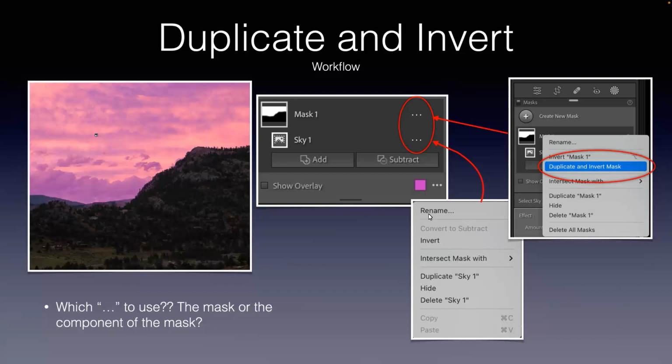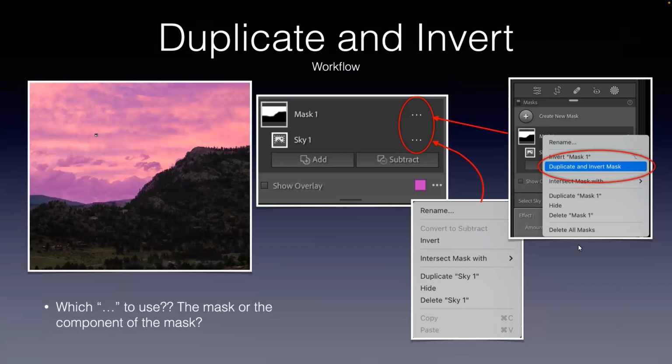It does say, by the way, there's that rename that I had mentioned earlier. It does say invert. So I could invert the mask that you see over here, which would then select the mountainous area as opposed to the sky. Here's intersect mask width. We'll talk about that after we're done with this part. Duplicate sky. So I could make another mask that looks just exactly like this one. I could hide that, which I could turn the little eye that's normally here too. I could click that off and on easier than getting into this menu, but that's an option. Or I can delete sky 1.